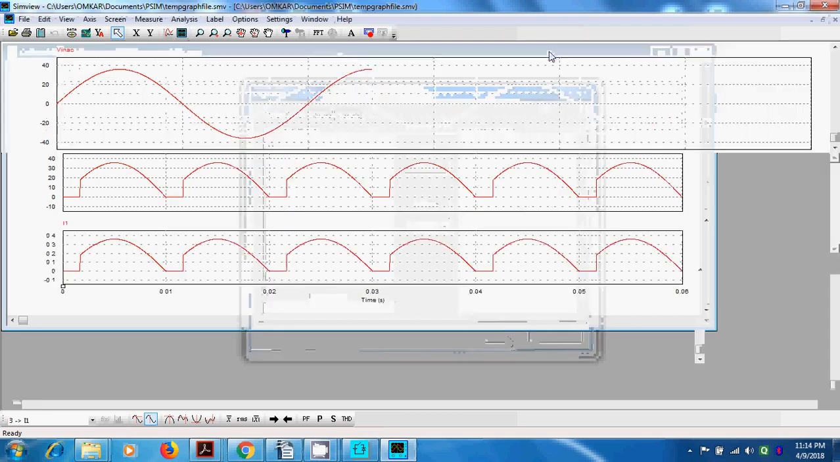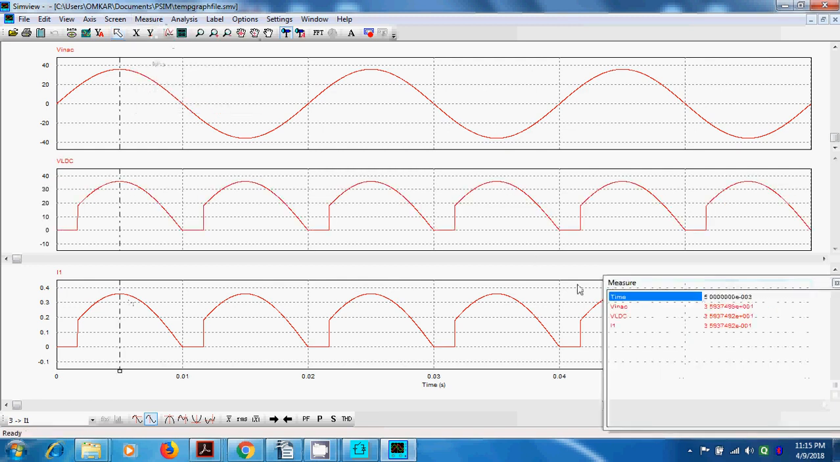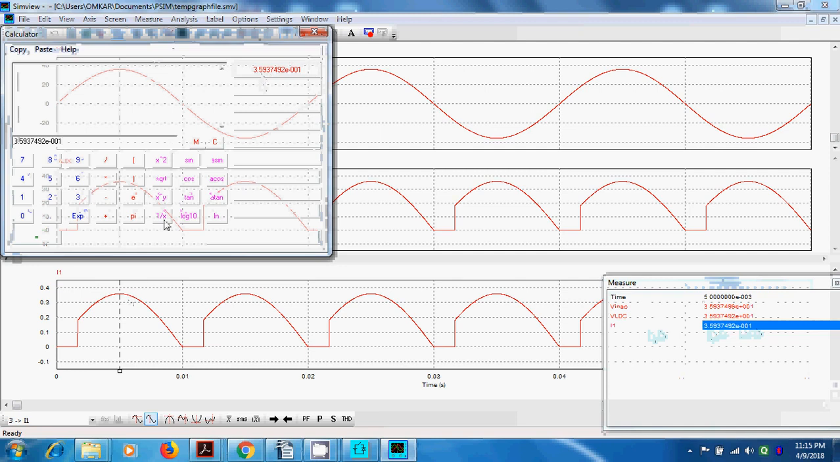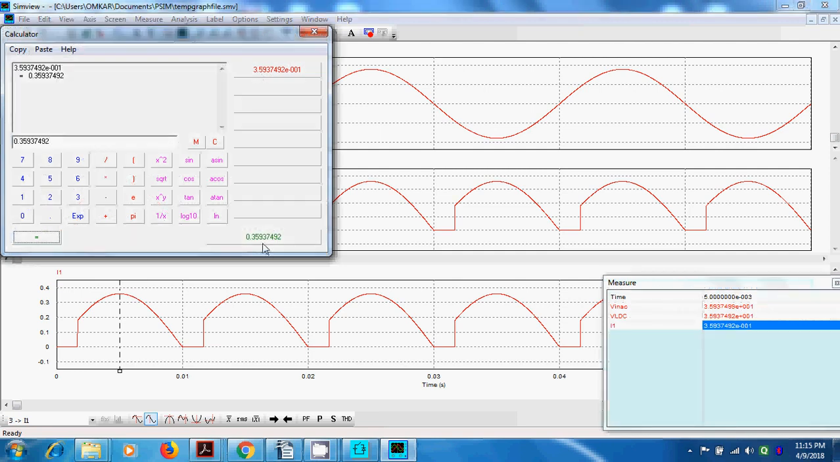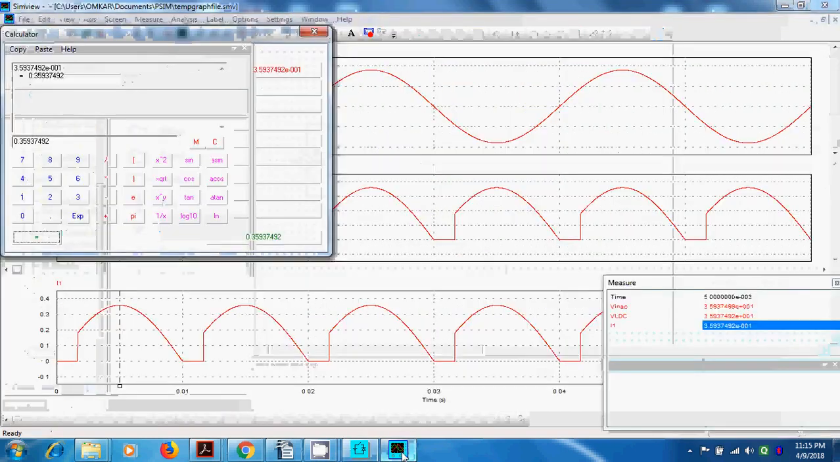So my current waveform is also the same, but the maximum output current is 3.59 into 10 raised to minus 1, that is 0.3593 ampere. The reason is that current is voltage upon resistor. So the voltage is 35.93 divided by 100, because the resistor is 100 in this case. So it is very correct, and your current is 0.3593 ampere.